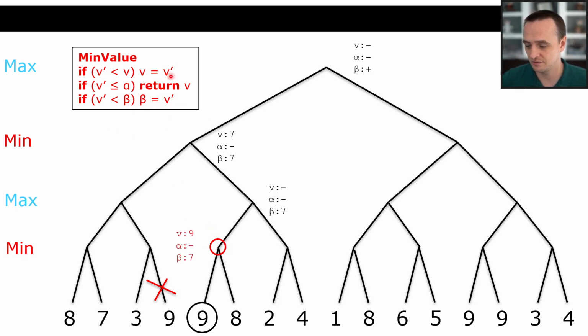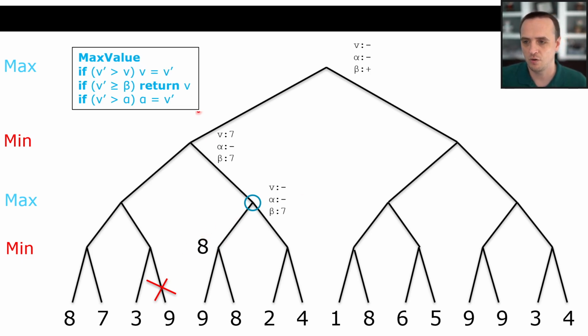So when we finish looking at this node, we have v equal 9, beta equals 7, alpha still negative infinity. Now we look at this one over here. I won't go through all those steps again, but essentially it's not a new beta, but it is a new value. So we set that value. And now we know the value of this node is an 8. Okay? So now we go through the maximizing step because we've seen this value. Is it a new v? Yes, it is, because it's greater than negative infinity. Is it greater than or equal to beta?